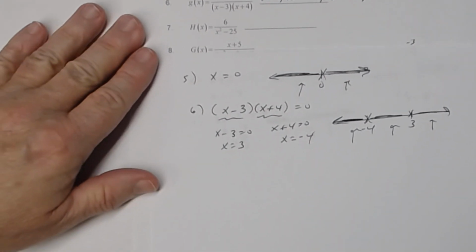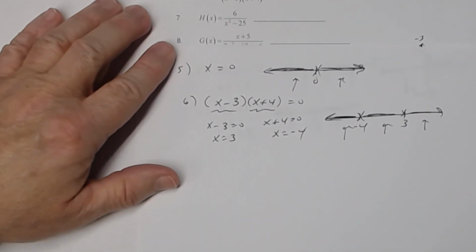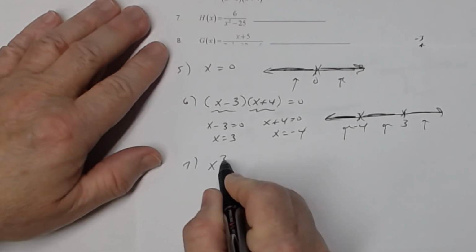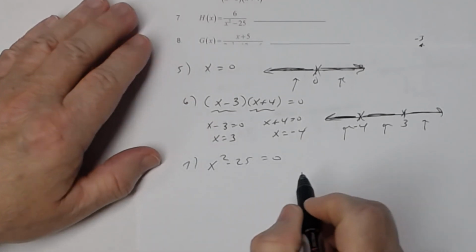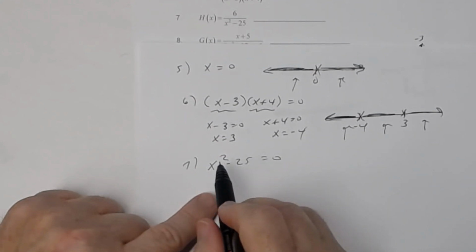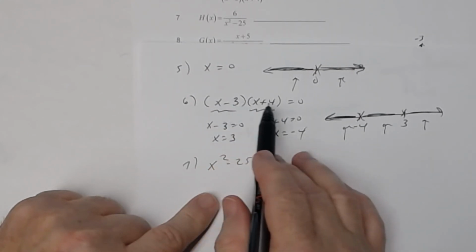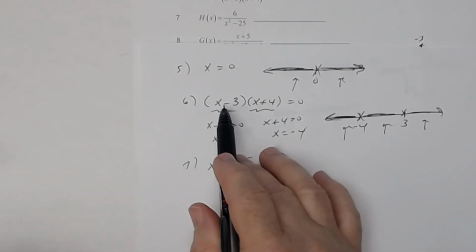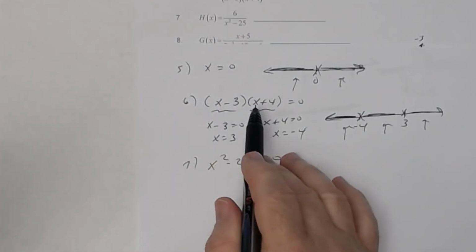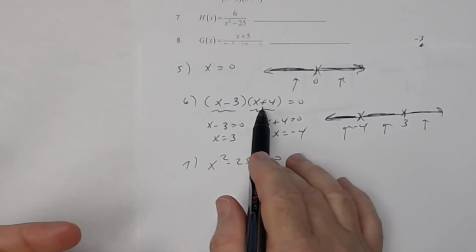All right, number 7, we have x squared minus 25 equals 0. Now notice this is a quadratic equation. The previous one is a quadratic equation as well, because if you FOIL it out, you'll get x squared plus x minus 12. But it was in factored form.